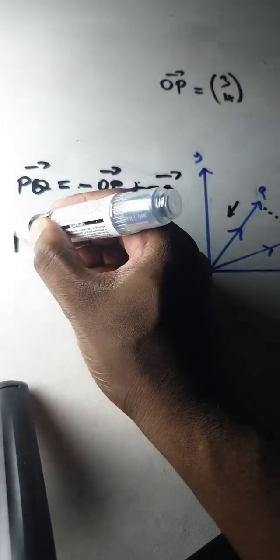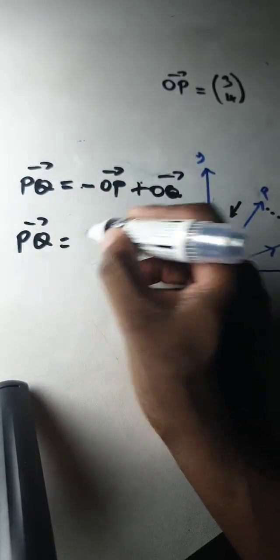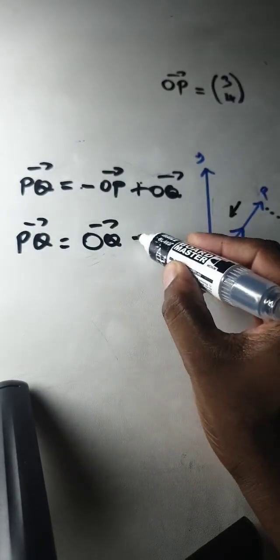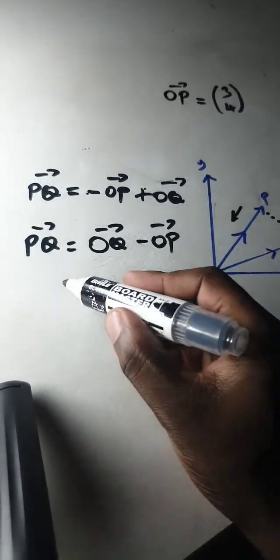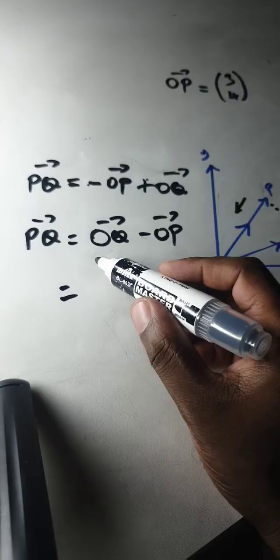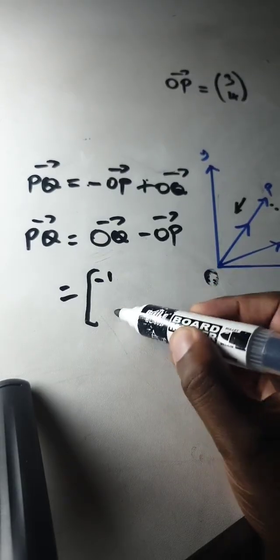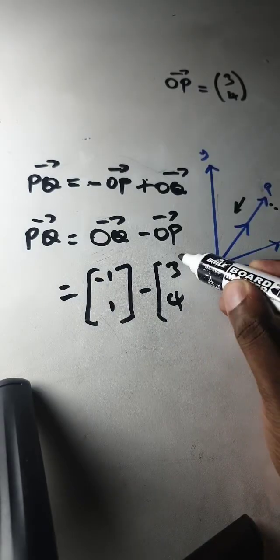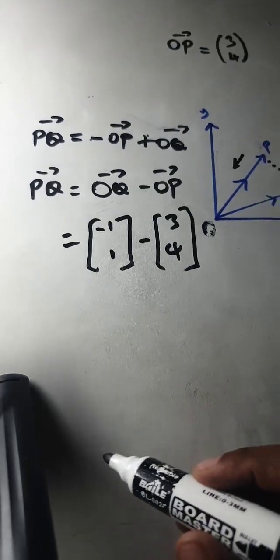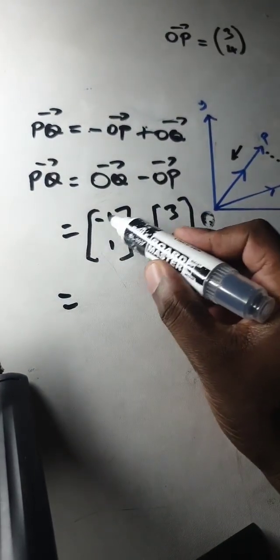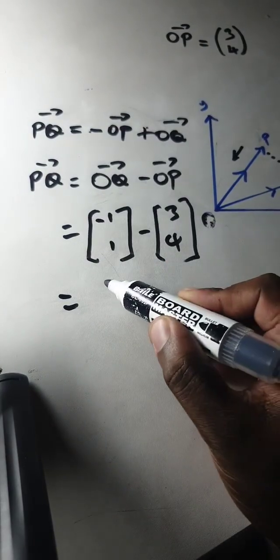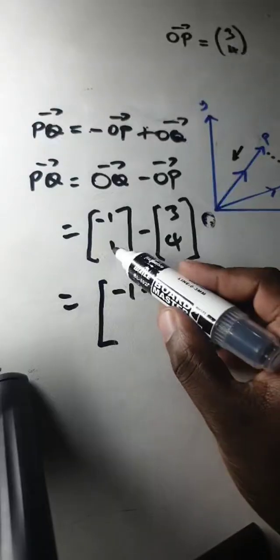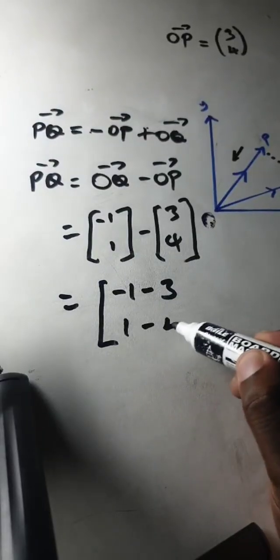So we say vector PQ is equal to negative OP plus OQ. If one rewrites this starting with the positive, it is OQ minus OP. So what is our OQ? If you have been following, it is (-1, 1). Minus, what is our OP? It is (3, 4). Then we say -1 minus 3, step by step, and then 1 minus 4.